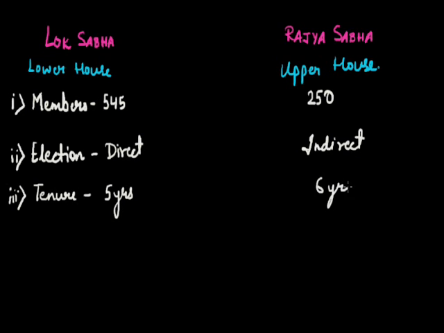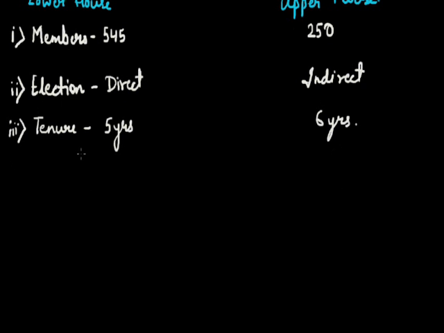That is, if the government dissolves before finishing the term, then the tenure is cut short and they do not complete their full term of 5 years. Because of this feature, the Lok Sabha is a temporary house, whereas Rajya Sabha is a permanent body.